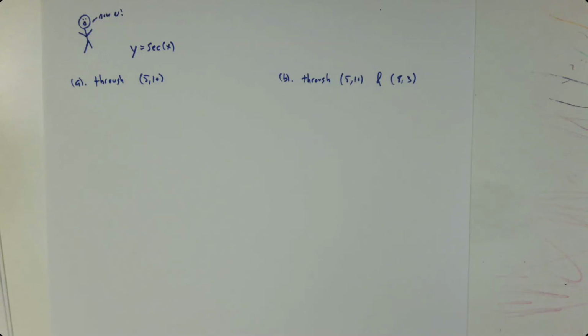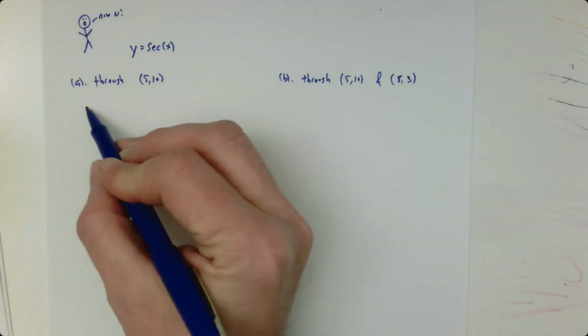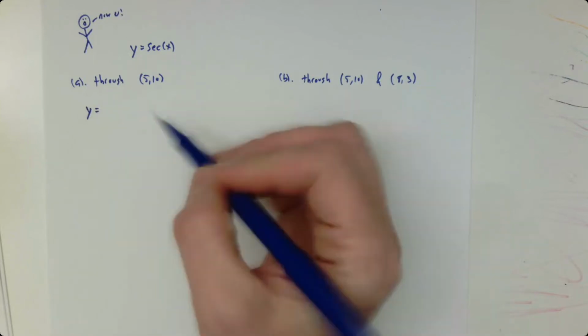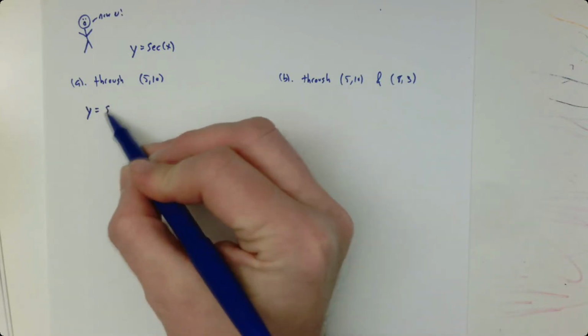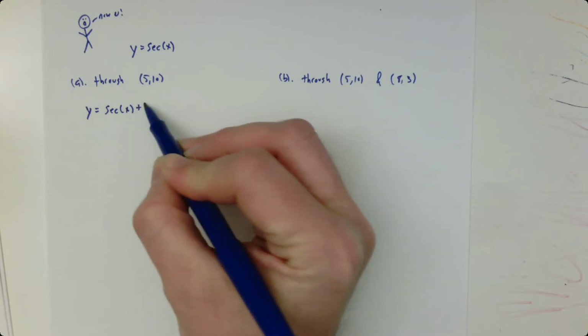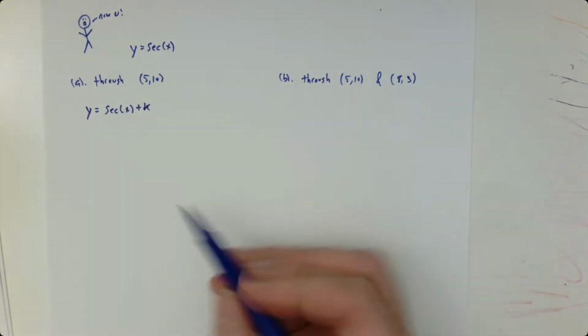Okay, here's some solutions. Your solutions may vary. So I like to do vertical transformations. So I'm going to do a vertical shift. Let's plug in what we know.